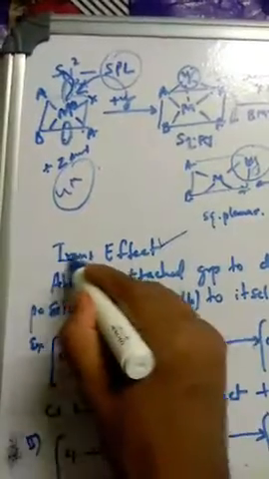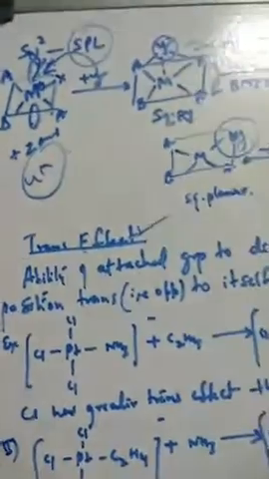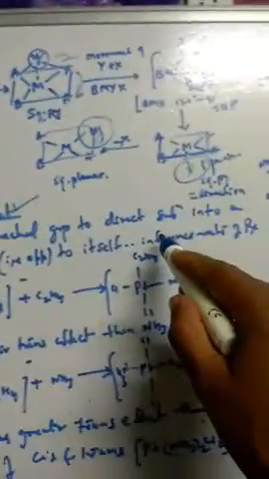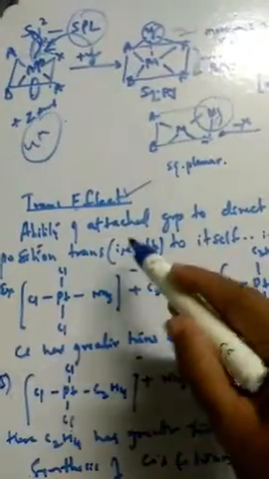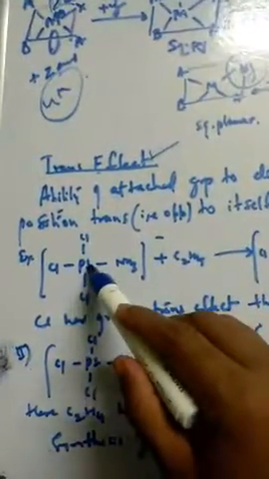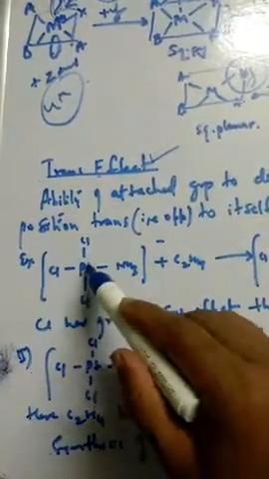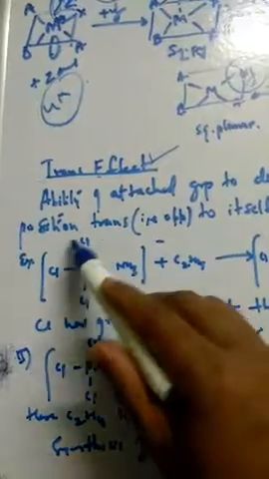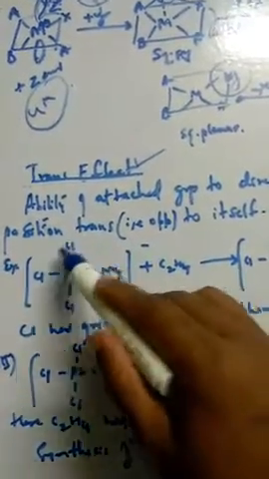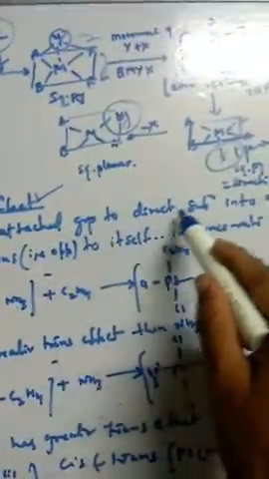Very important, even in competitive examinations questions will be asked: what is the trans effect? It is the ability of the attached group to direct substitution into a position trans, that is, opposite to it. You can see platinum here, a trichloro amine platinum complex. These are the attached groups, the ligands, to the metal ion, and they have the ability to direct substitution.